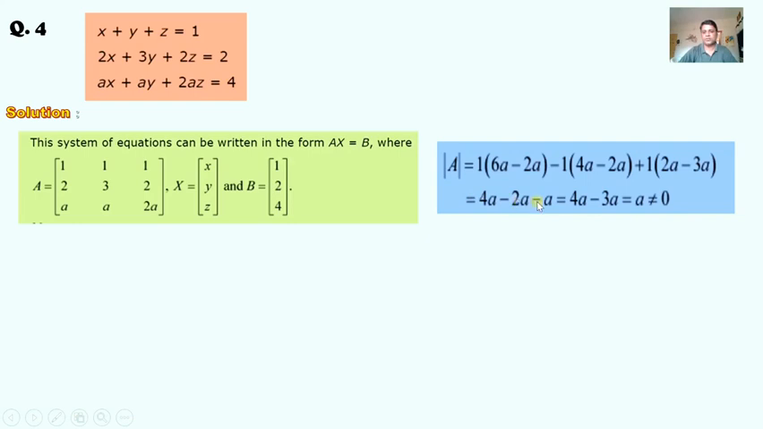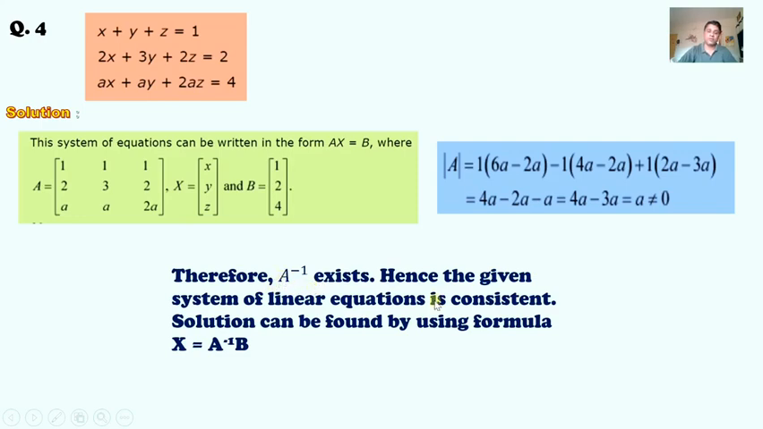So minus 3a plus 4a is equal to plus a. Again, a is a constant which is not equal to 0. Therefore, the system will have solutions. So we can say that A inverse exists. Hence, the given system of linear equations is consistent.